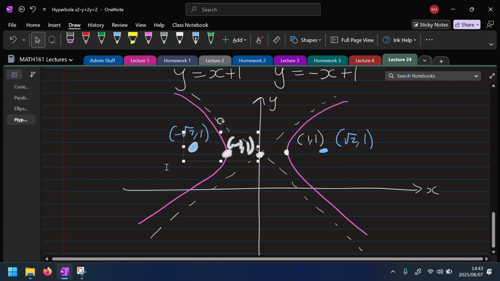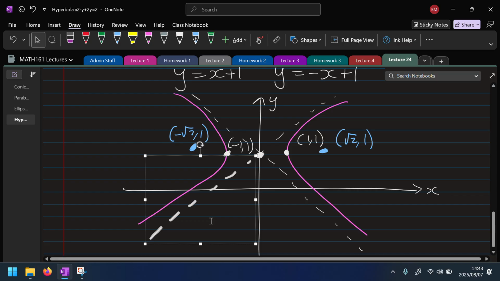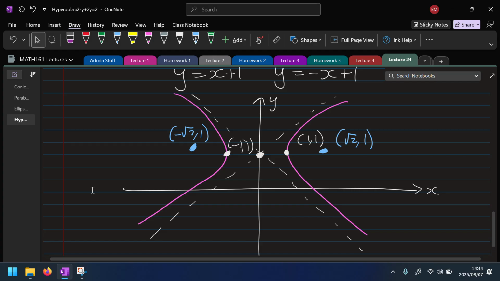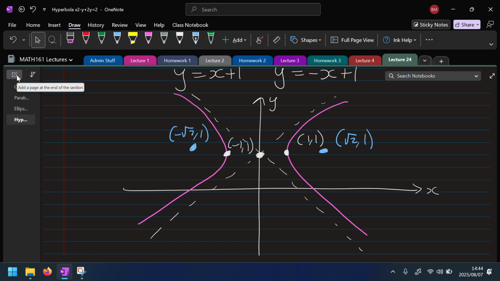Okay. Let's get back. Right. Any other questions? No questions. Okay. Last thing for today, converting this into polar coordinates, and then we're going to be done with conic sections.